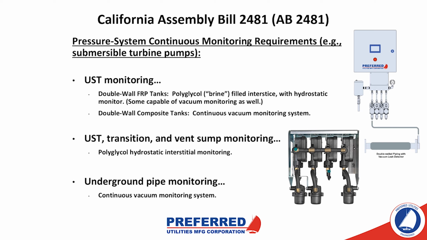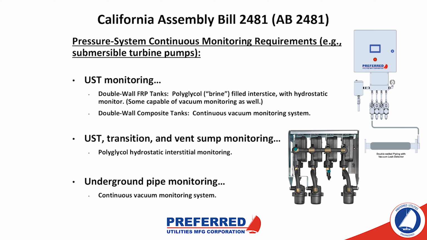California Assembly Bill 2041, in reference to pressure type systems, requires continuous monitoring, of course, and there are some differences. So as far as the UST itself goes, a double wall FRP uses the same tank monitoring, hydrostatic, and there are actually a few double wall FRP tanks that are capable of vacuum monitoring if you wanted to use that, but not all. So I would exercise caution in specifying double wall FRP with vacuum monitoring because it depends on the manufacturer and the type of tank. As far as double wall composite tanks, you're going to use a continuous vacuum monitoring system.